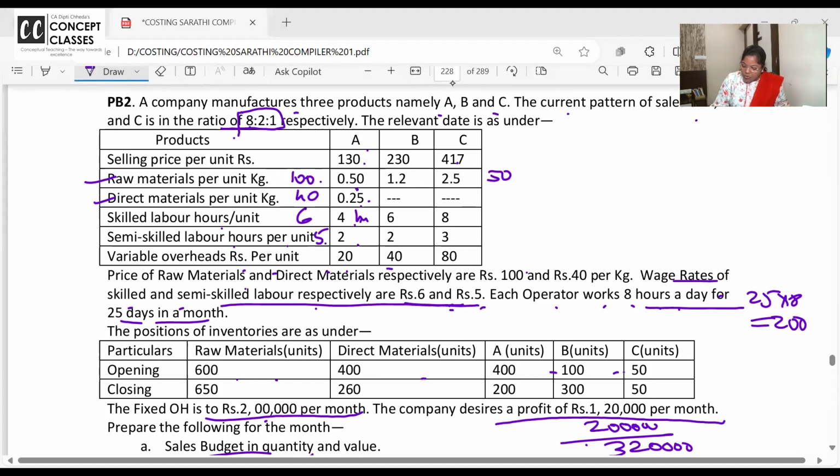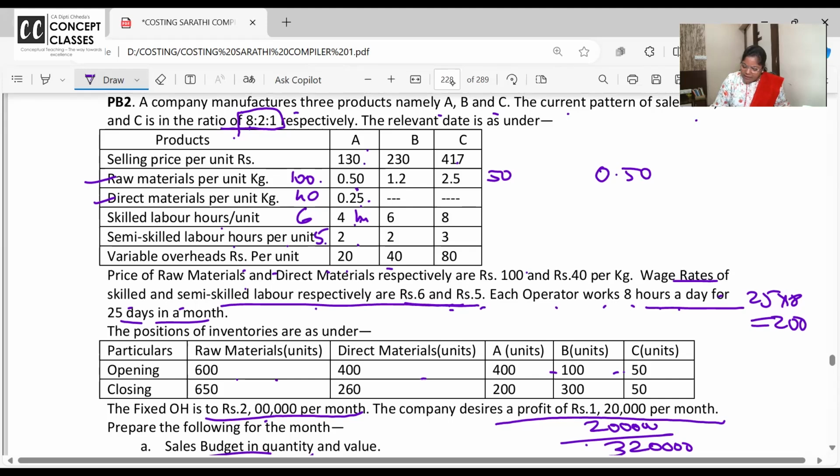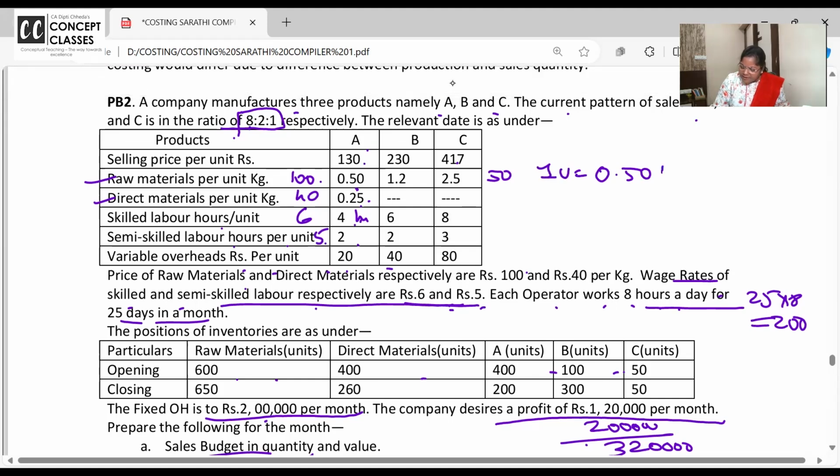See, 0.50, 1 unit requires 0.50 kg. 1 किलो का रेट कितना है? 100 rupees. 1 kg is 100 rupees. So half kg is how much? 50 rupees. 50 rupees का raw material लगेगा. चलो आ जाओ. Skilled workers. 4 skilled workers. Okay. 4 skilled workers.